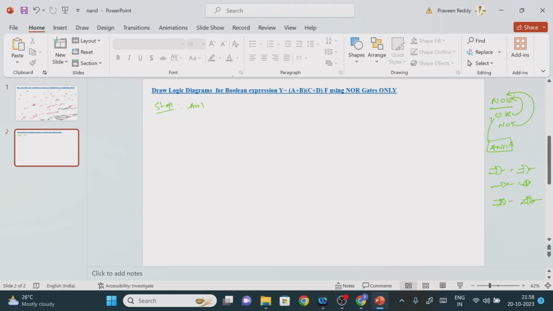First let me quickly write the logic circuit diagram. So what is the first one? A plus B, C plus D, F. A plus B means OR gate, and C plus D also OR gate, and one more is F, which is also an OR gate. Finally it is followed by the product term, which means we will have the AND gate operation.